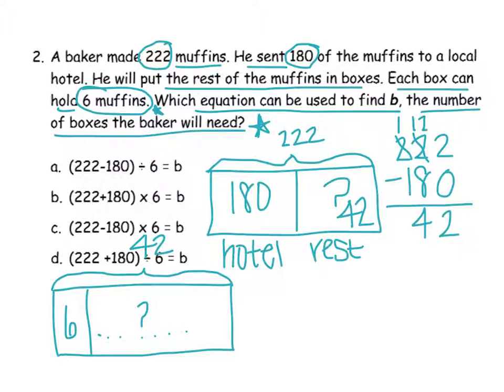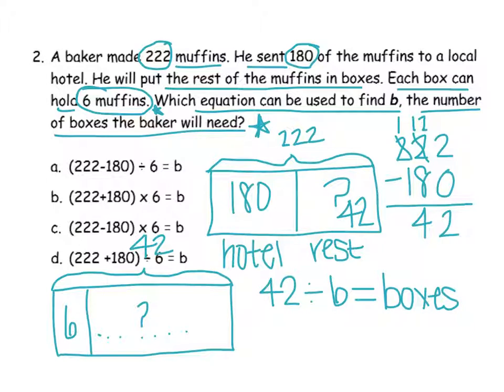42 muffins are being shared into groups of 6. So what math operation am I using here? I'm going to need to divide 42 divided by 6 in order to figure out how many boxes he's going to need. So what is 42 divided by 6? Write your 6s down to figure this out. Pause the video while you work and replay when you are ready.